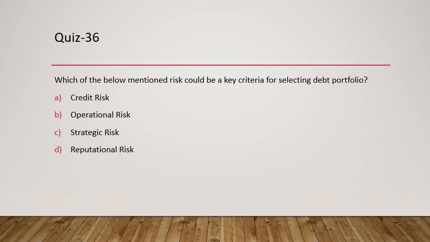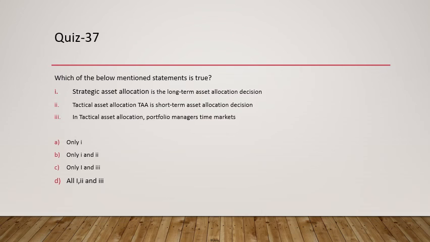Which of the below mentioned risks could be a key criterion for selecting a debt portfolio? So you can definitely consider strategic, reputational, and operational risk, but what should matter is the credit risk. Credit risk is the risk which gives us an idea about whether the counterparty would default or not. So let us move to question 37.